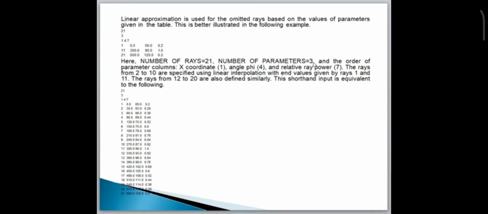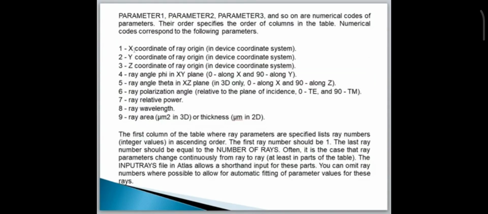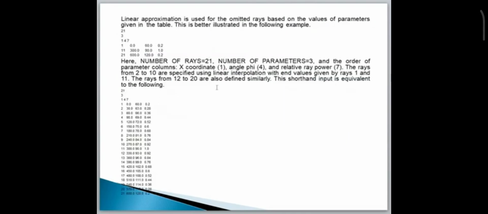I am choosing the 3 parameters and the order of the parameter column: x coordinate 1. I have defined the first one, that is the x coordinate 1, and the 4 parameter ray angle phi in xy plane. Second parameter is the angle phi and the third parameter is the relative ray power, that is 7. The rays from 2 to 10 are specified using linear interpolation with end values given by ray 1 and 11. The rays from 12 to 20 are also defined.